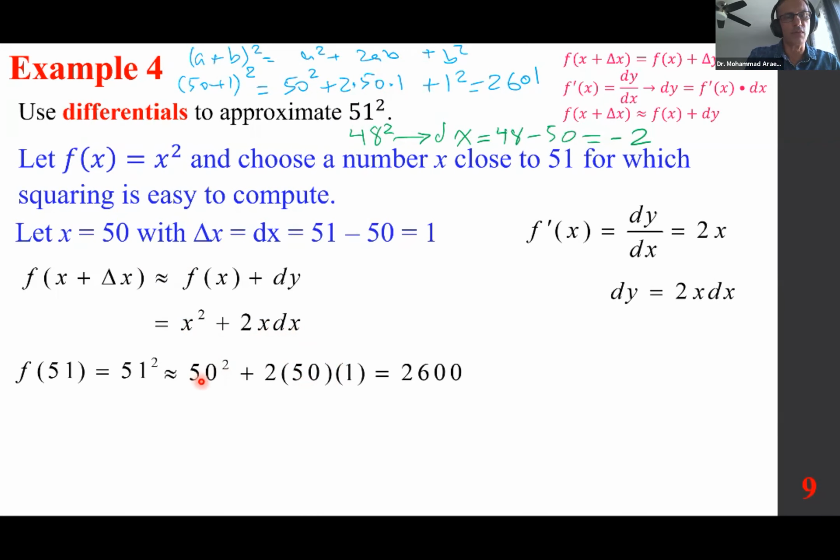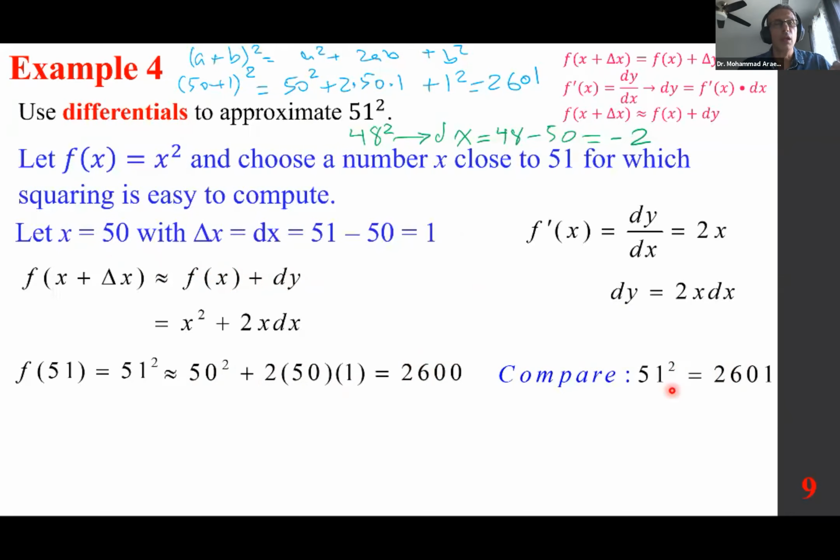This is obviously 2,500. This is 100 times 1. They add up to 2,600. And as I mentioned, the exact was 2,601. As you can see, they are extremely close. Why is that? Because delta x compared to the choice of x is extremely small. When delta x is small compared to x, the two values are very close. So this approximation is an excellent approximation.